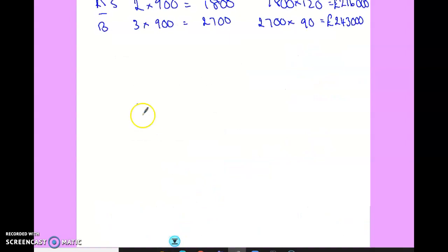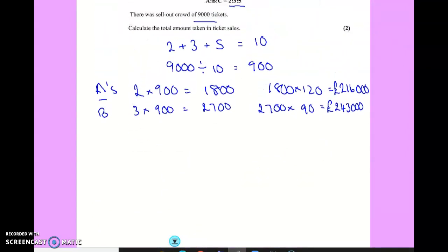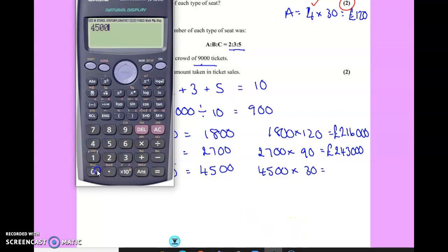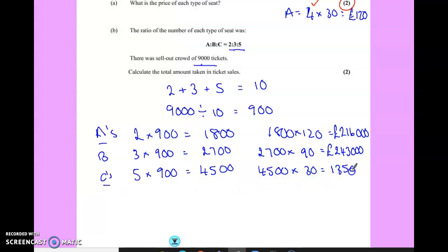And the C's, oh, jumped a bit too far, didn't it? Are 5 lots of the 900, which is 4,500. Now if we add up down the way here, the 1,800, the 2,700 and the 4,500, that should give us our 9,000, so you can always use that to recheck if you want to. And each ticket is worth £30. Going for a calculator for the third time, which is 135,000.